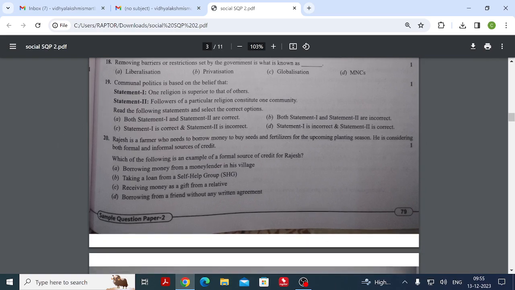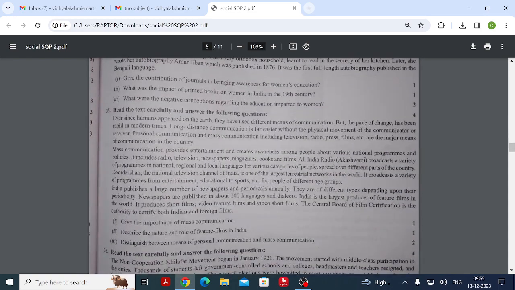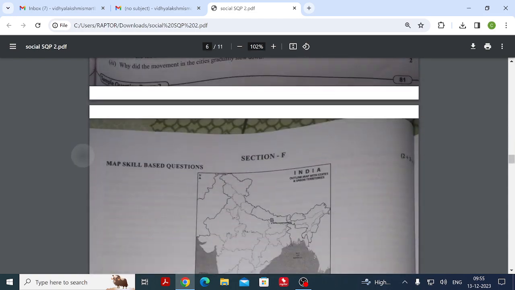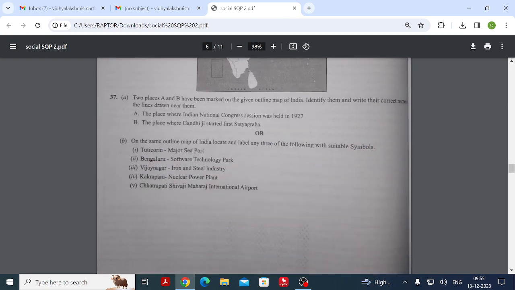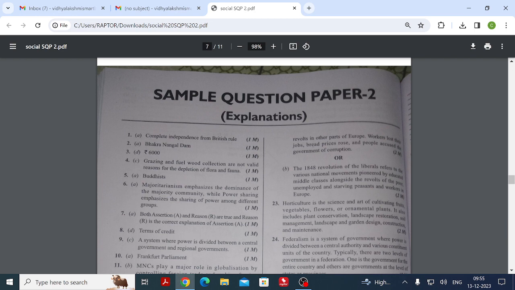So these are the 20 questions. I think answers are given at the bottom. Could you find anything? So complete independence from the British rule. Understood? So now in your textbook it is already given. Take non-cooperation movement in your textbook now. Page number 32, at the bottom they have given, right?